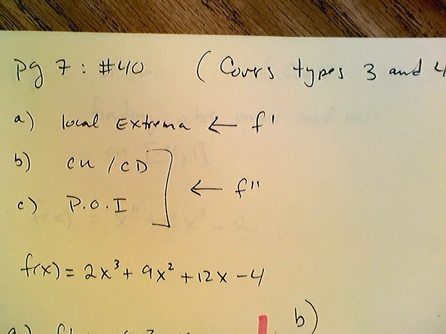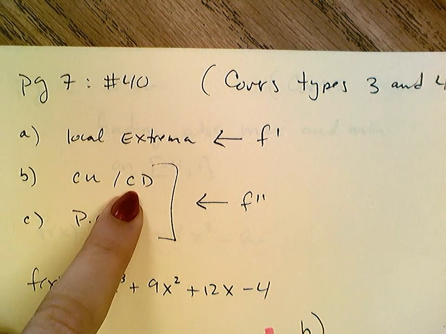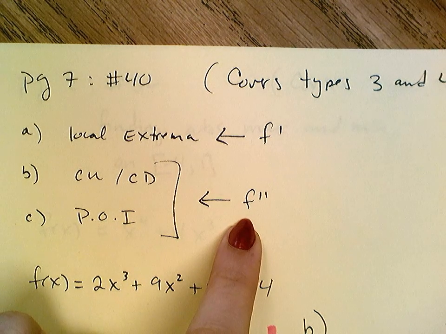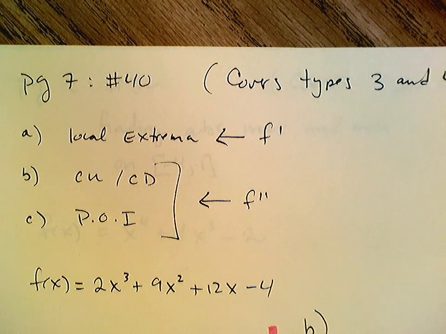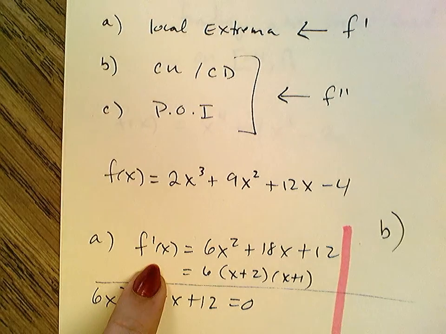Okay, so back to this problem. For part B, they're asking where the function is concave up or concave down, and then at the end for a point of inflection. So we need the second derivative. So the first derivative is here.